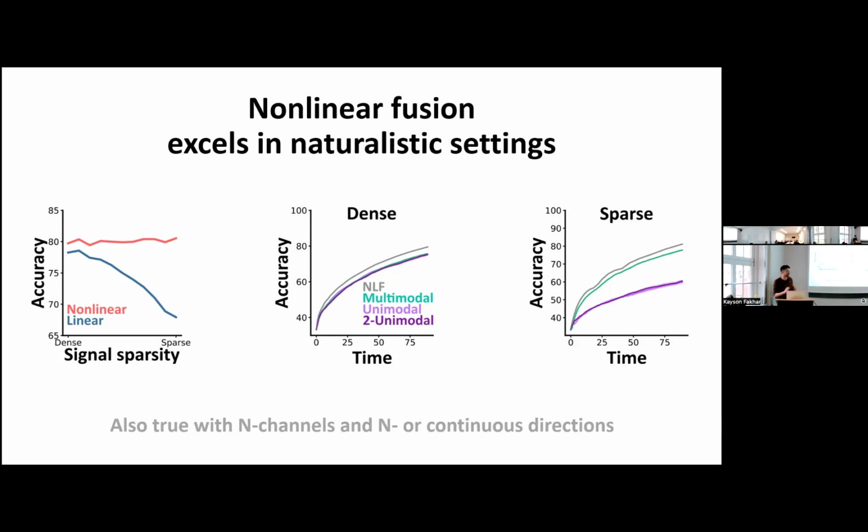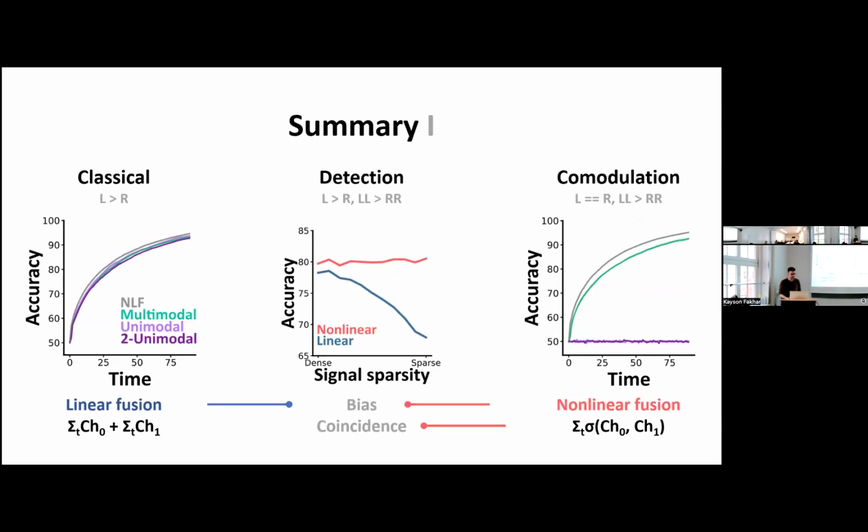In the paper, if you're interested in more details than this, I realize this is maybe quite detailed, we show that this is also true in the more general case of n channels and n or continuous directions. So instead of just thinking about two channels and left or right, we show in the paper that this is the case for essentially all combinations of directions and channels, and also, instead of just discrete directions, left or right, for continuous directions.